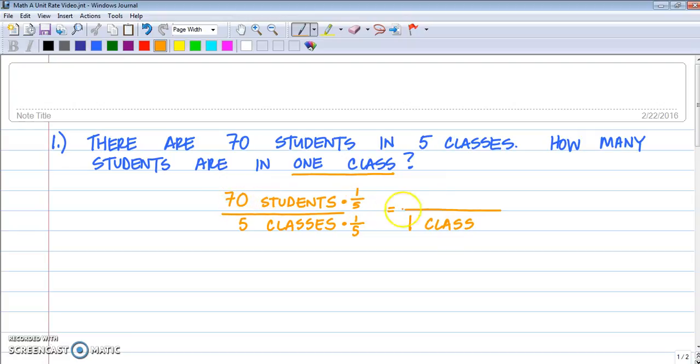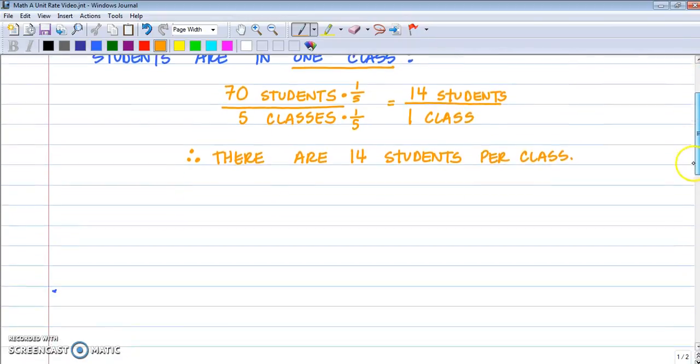And 70 times 1/5 is 14 students. So there's 14 students in one class. And I'll answer the question with a therefore statement. Therefore, there are 14 students in one class or per class. So we found the unit rate, which is the number of students in one class.